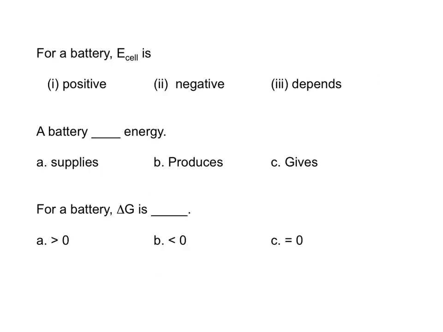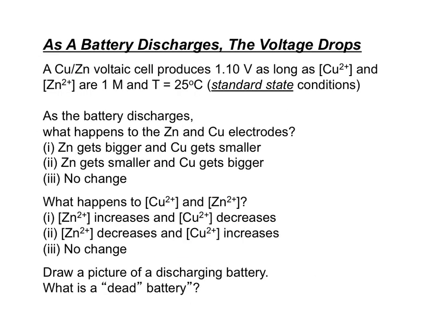So let's review some battery concepts. Stop the video and answer these 3 questions. And the answers are, good work. The voltage we calculated for the zinc copper battery is for standard state conditions. As we use a battery, we know the voltage drops because the battery discharges. So stop the video and answer these questions about a discharging zinc copper battery. So here are the answers.